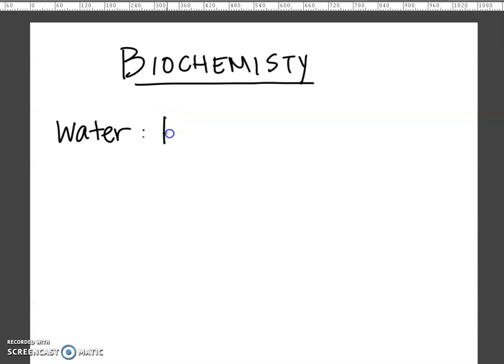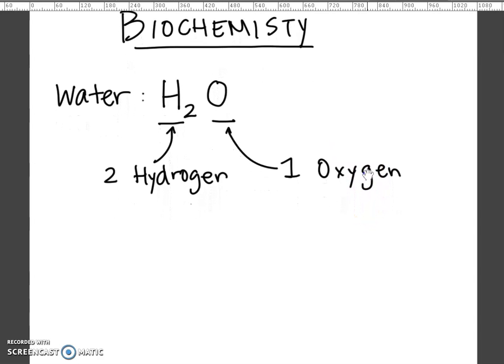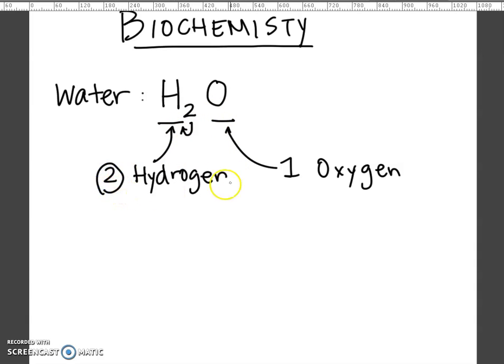Most of you know that water is H2O, meaning it has two hydrogens and one oxygen. In case you weren't already familiar, these are two of the many elements that exist on this earth that help us build all of the matter, all of the stuff that exists on earth. So this two, don't get confused, goes with the hydrogen, not with the O. So you have two hydrogens and one oxygen.